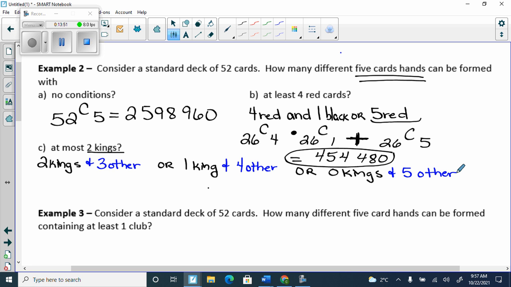So 2 kings. How many kings are there? 4 kings, and I choose 2. And means multiplication. How many others? 48. So we do 52 minus the ones over here, right? 52 minus 4, so we get 48. Choose 3. Or means plus sign. Then we do the same. 4 kings, choose 1, and 48, choose 4. Or 4 choose nothing, you don't have to show this, and you do have to show this: 48 choose 5.